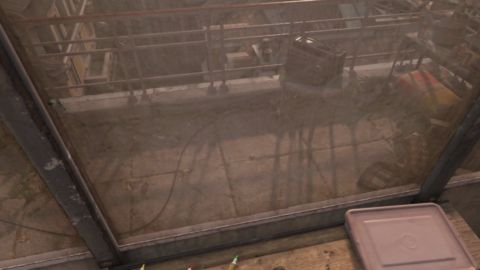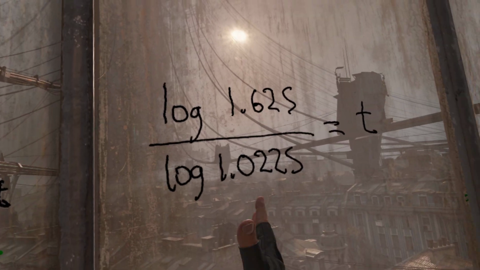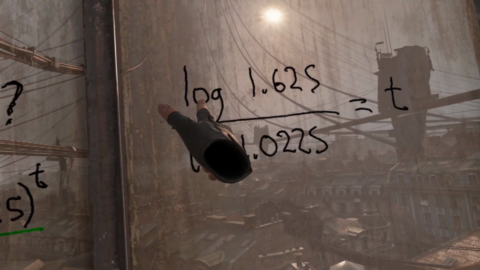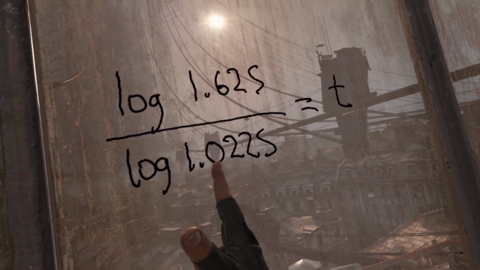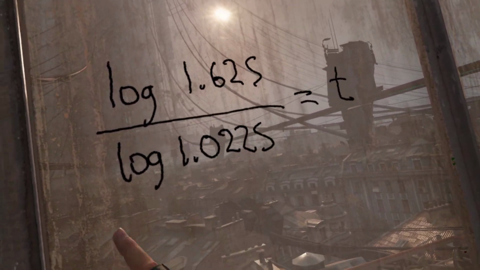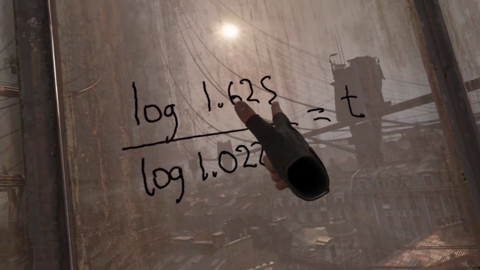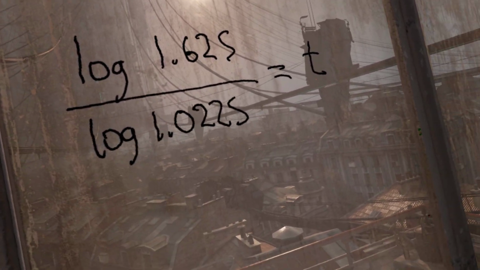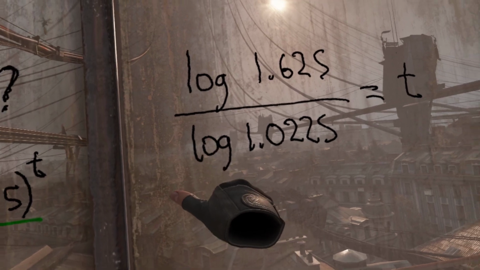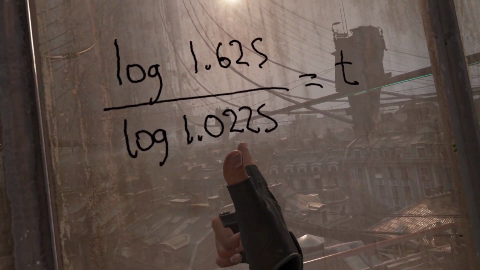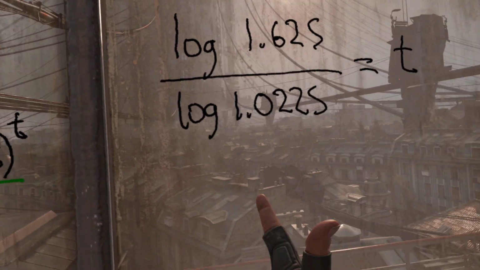So again, you're going to take your calculator. In your calculator, you're going to press the log button. It's going to open a parentheses. You're going to type in 1.625. You're going to close the parentheses. If you don't close the parentheses, you will get the wrong answer. Then you're going to hit the divided by button. Then you're going to hit log. And in your log, you're going to put 1.00225. Hit enter, and it's going to give you an answer, okay?